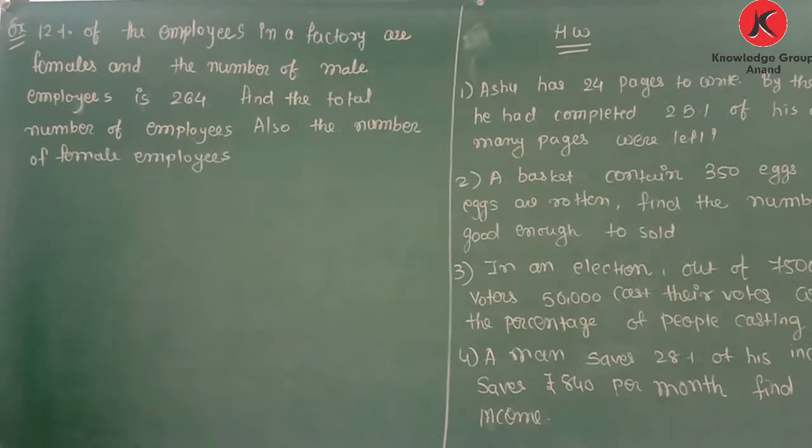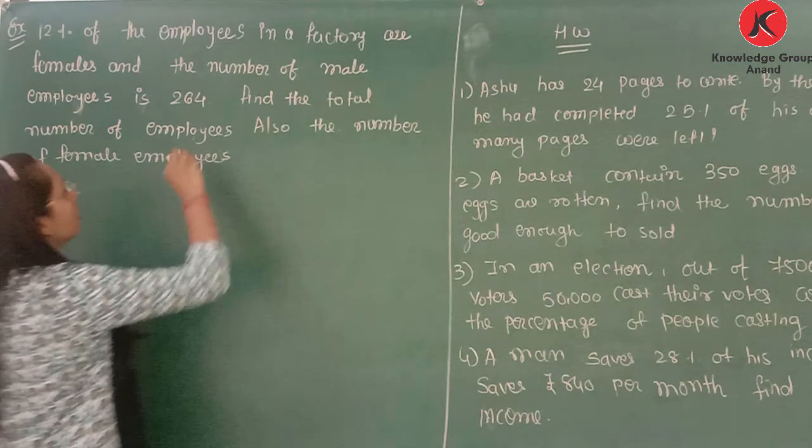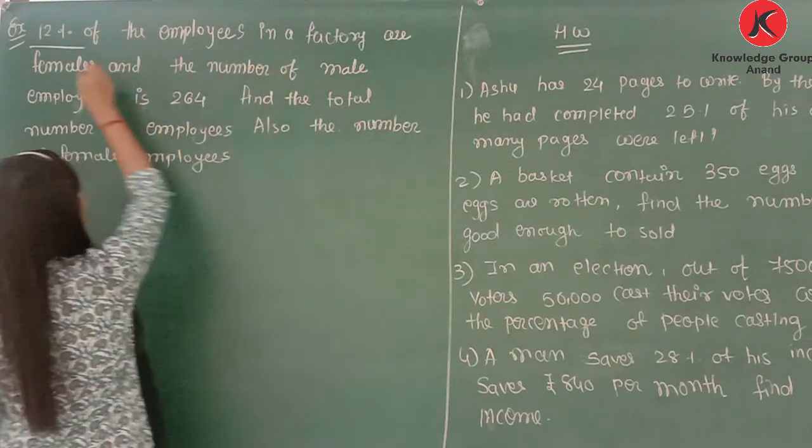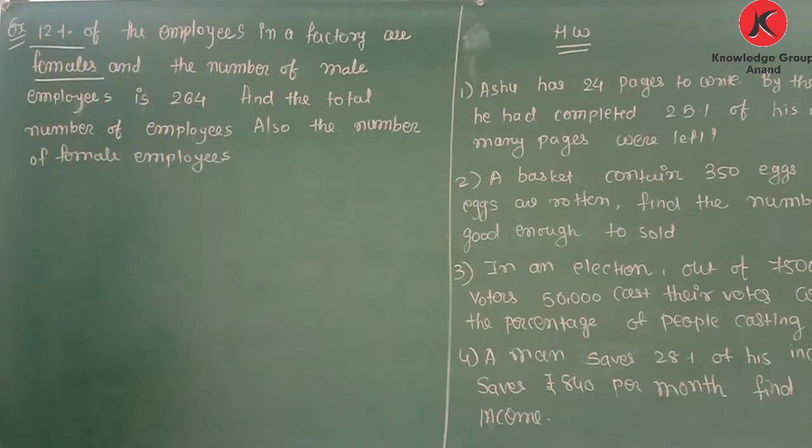Now next example. 12% of employees in a factory are females and the number of male employees is 264. Find the total number of employees, and also the number of female employees. So here, what is the question? You can see here 12% of employees are female. Means female percentage is given.